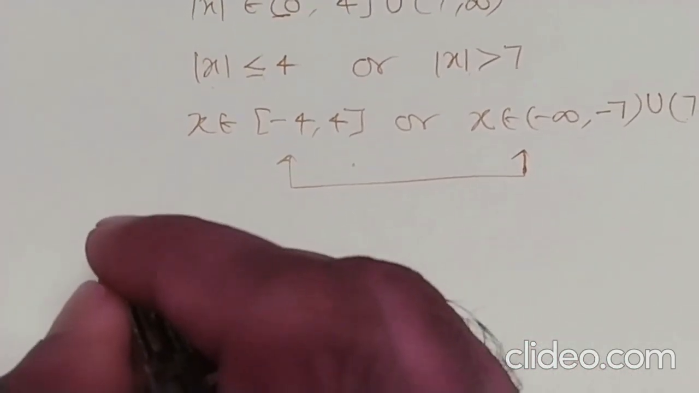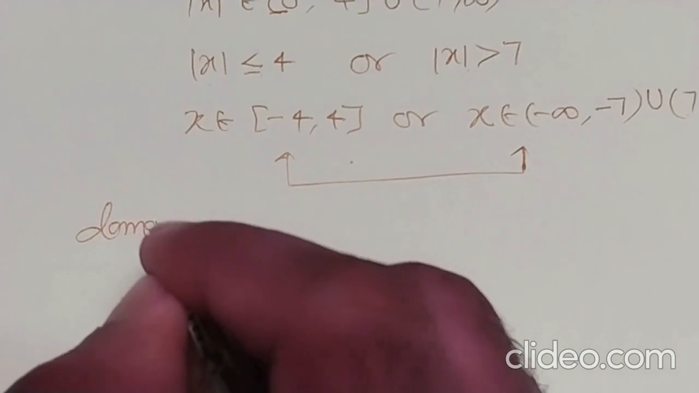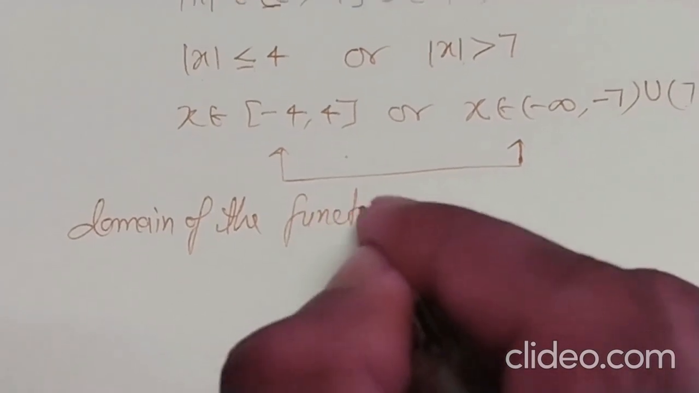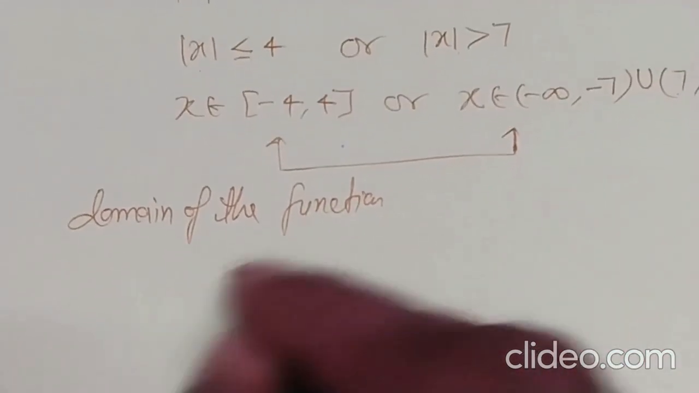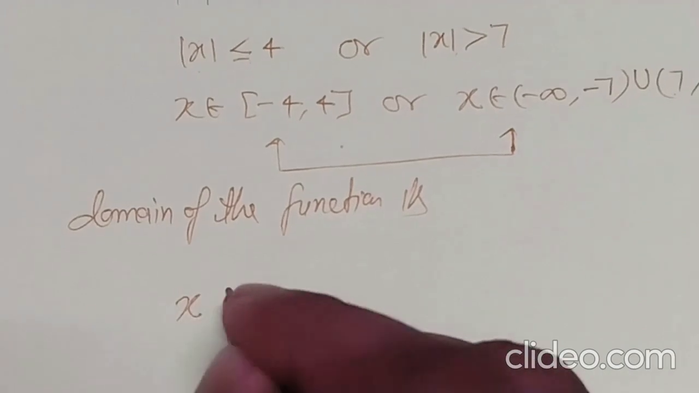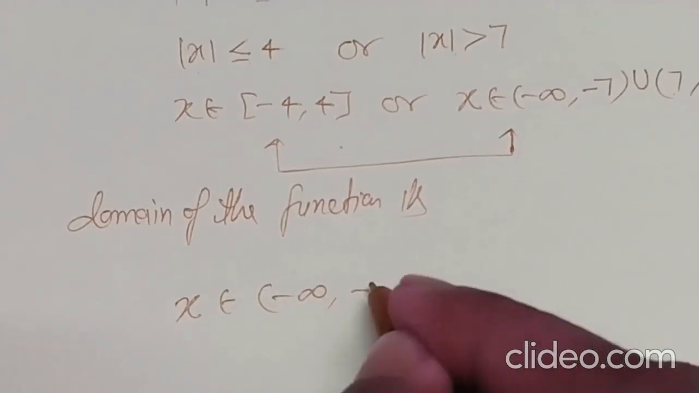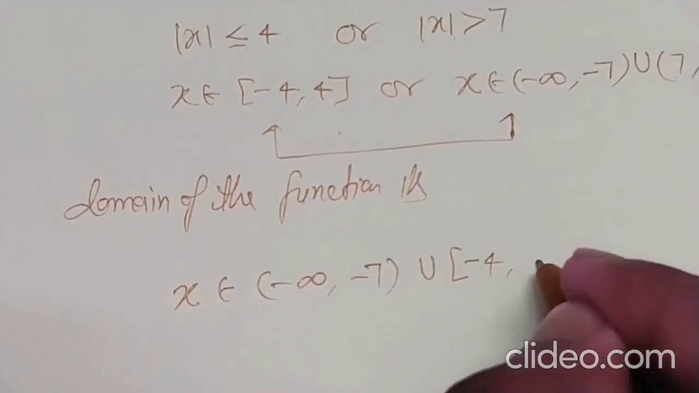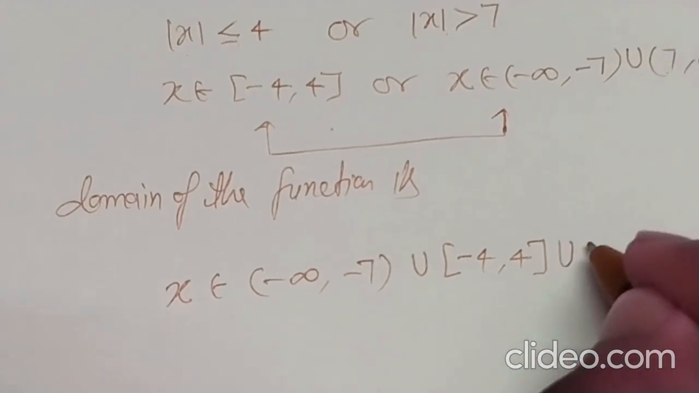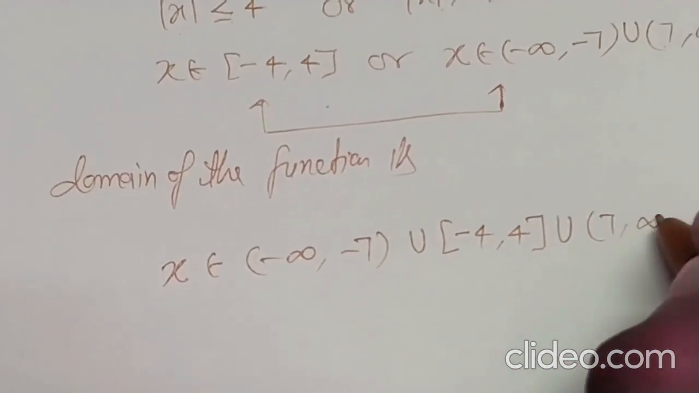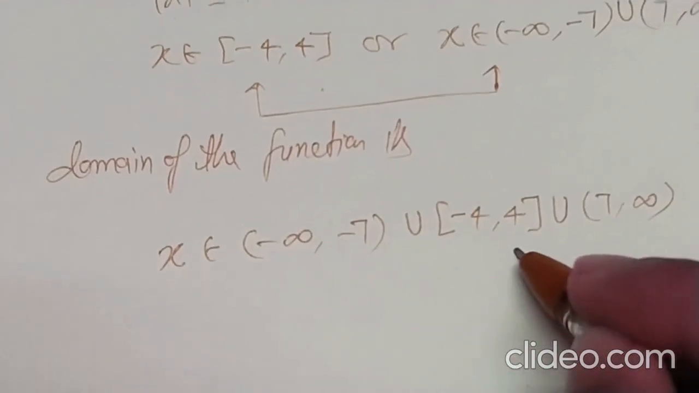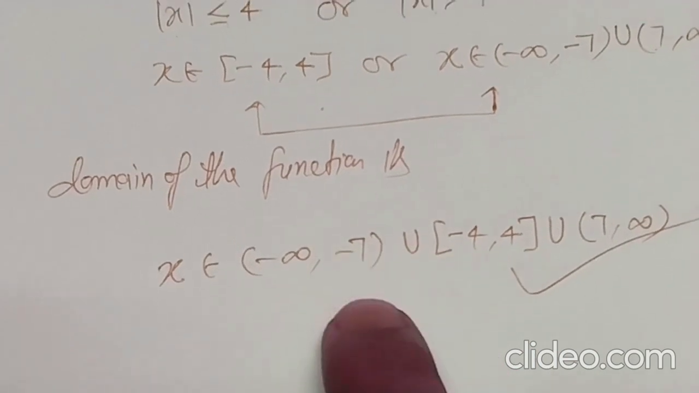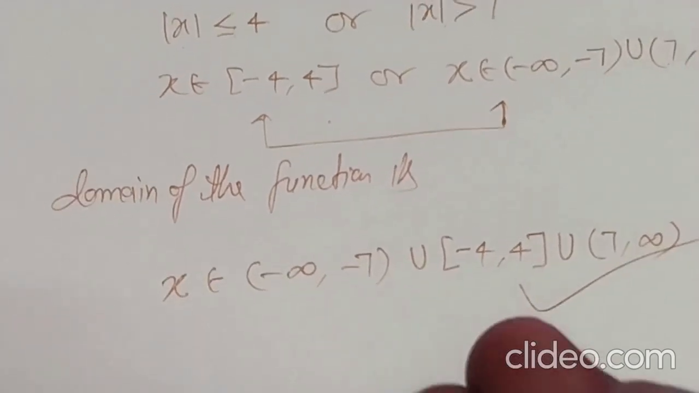The domain of the function is x belongs to (-infinity, -7) union [-4, 4] union (7, infinity). This will be your final answer. This will be your domain for which your given function will always be defined.